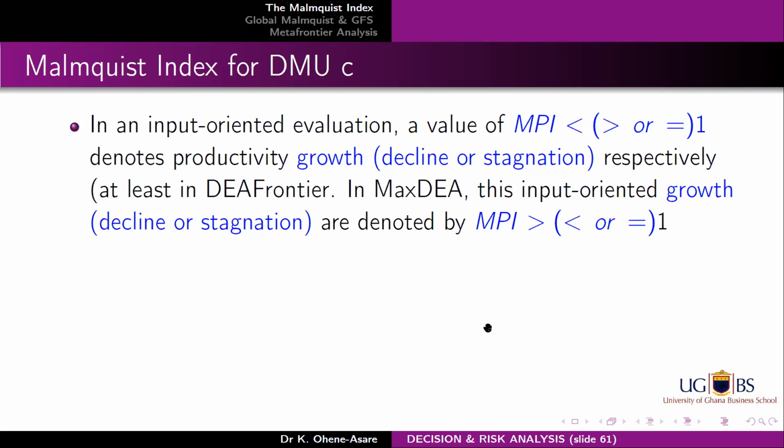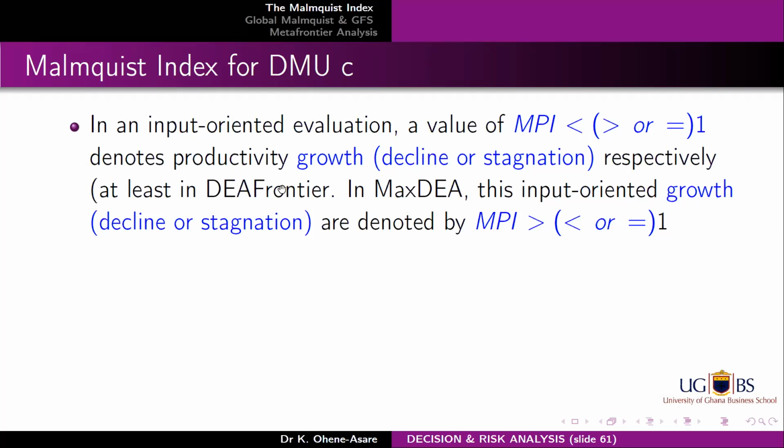Remember the graph, and then remember this. This is the interpretation of the score in an input-oriented version. If you get a Malmquist, and this is input-oriented, please take note. If you get a Malmquist and it's less than 1, it shows growth. Input-oriented, less than 1 shows growth. Greater than 1 shows decline. Equal to 1 is stagnation.